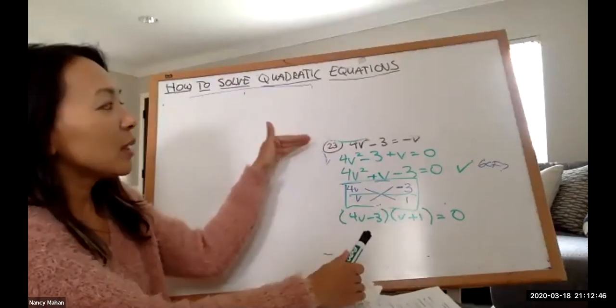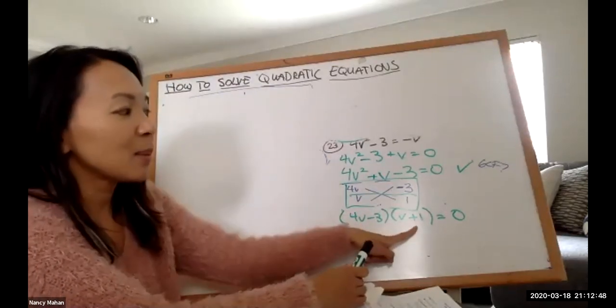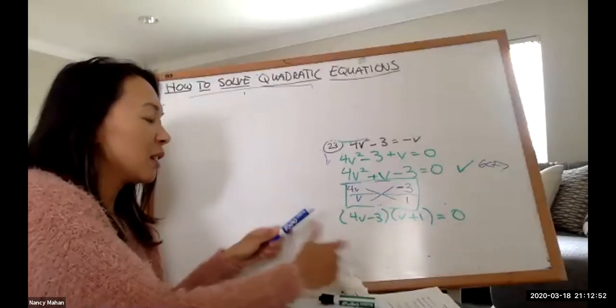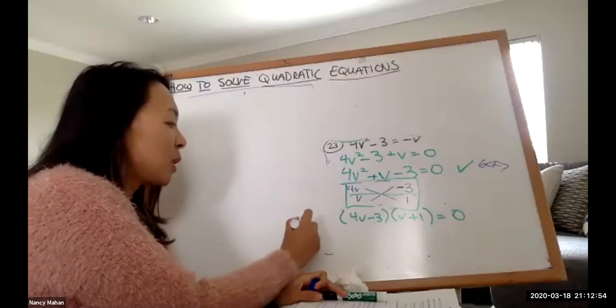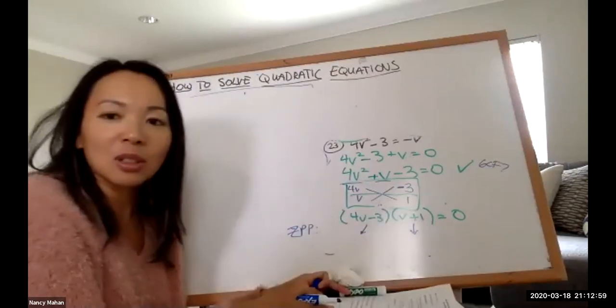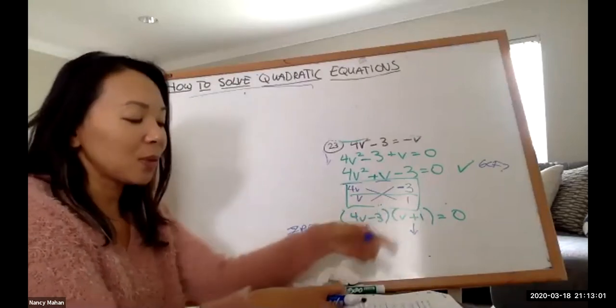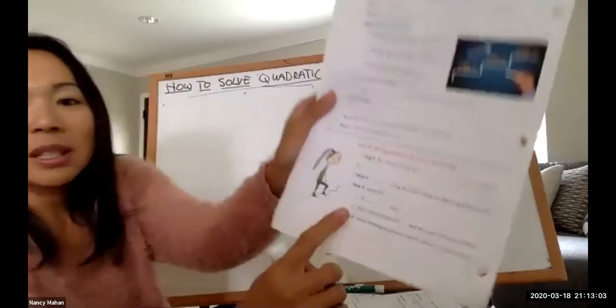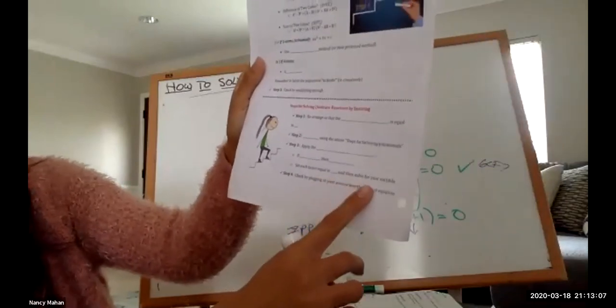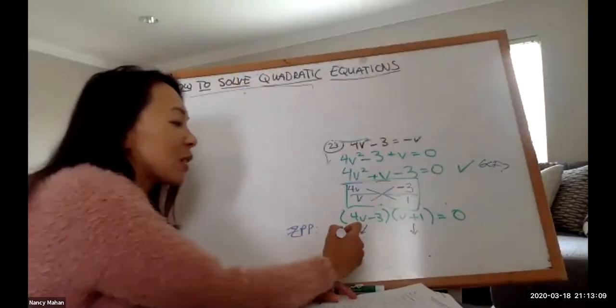All right, so with number 23, I have this times this equals 0. We had factored it. Now I'm going to use the ZPP. So using the ZPP, I'm going to set this equal to 0 and set this equal to 0, right? I set each factor equal to 0, and that's why it says here, set each factor to 0 and then solve for your variable. So I'm going to set each factor equal to 0.